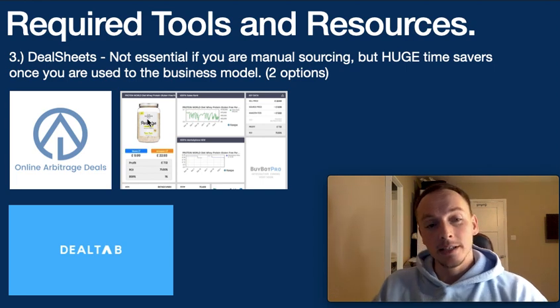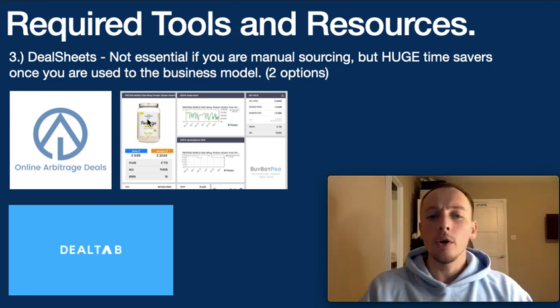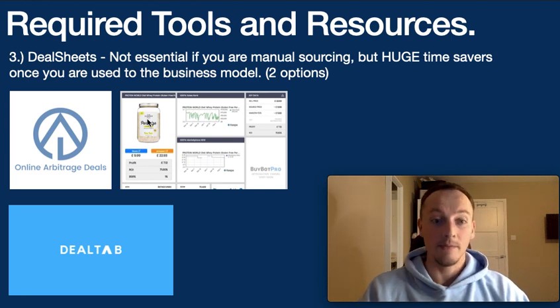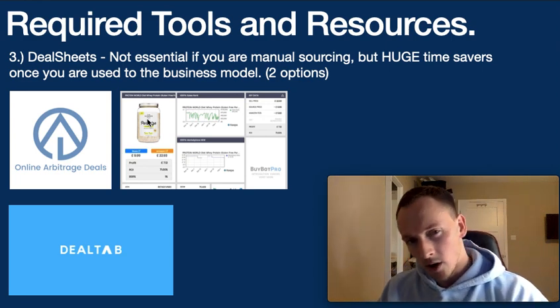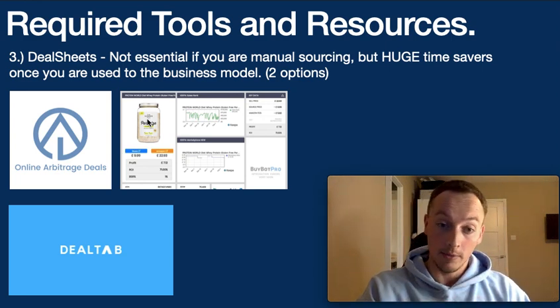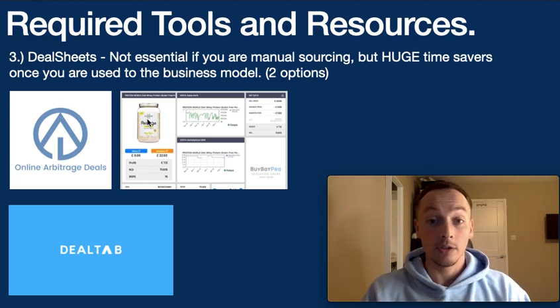Another one is deal sheets. Deal sheets are not essential if you're manual sourcing, but they're huge time savers once you're used to the business model. Okay, so I've got two options for you here. When I was starting out, I used Online Arbitrage Deals, and I have used it in the most recent months.